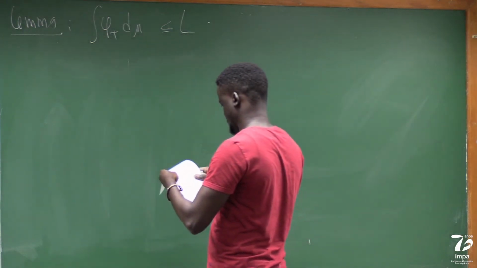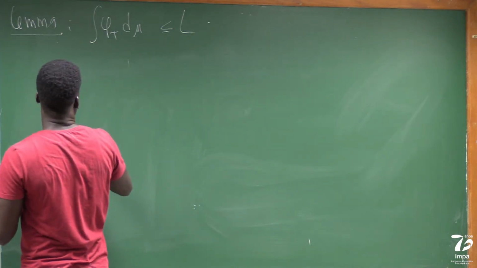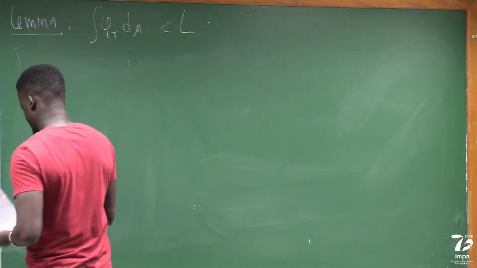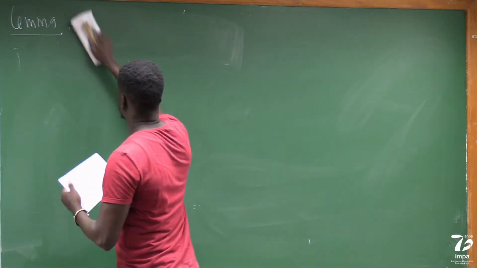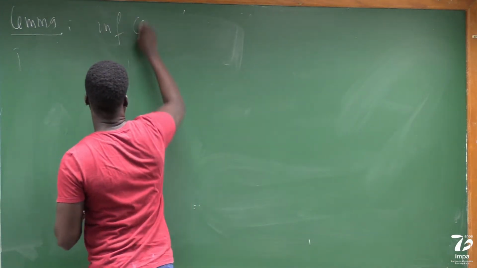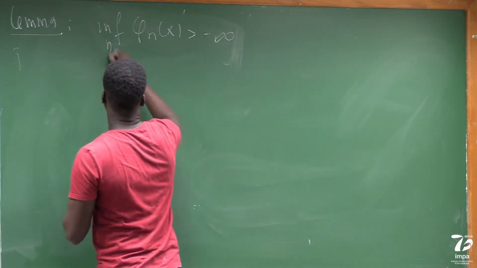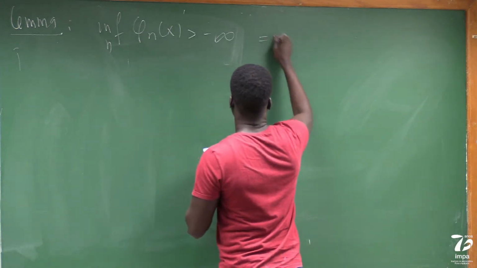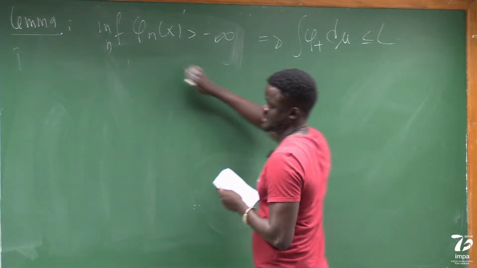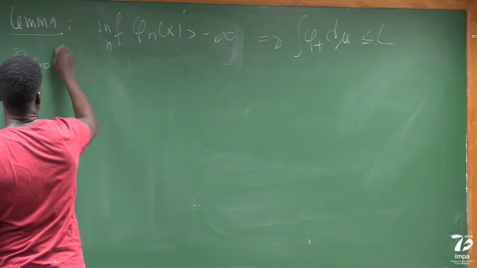Okay, so to do this, the proof. Sorry, there is an assumption for this lemma that I'm skipping. The assumption is that the infimum of phi n over x is bigger than minus infinity, implies the result. If you don't have this assumption, the same truncation argument will give it.